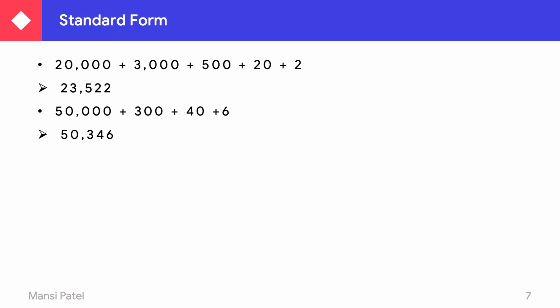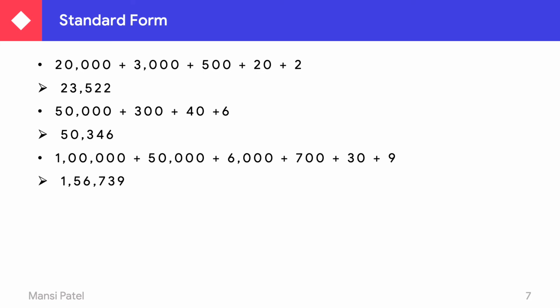50,346. Let us see. 1 lakh plus 50,000 plus 6,000 plus 700 plus 30 plus 9. In this they were given 6 digit and 6 place to you. So you have to write down direct number 1 lakh 56,739. Next, 5 lakh plus 6,000 plus 500 plus 8.